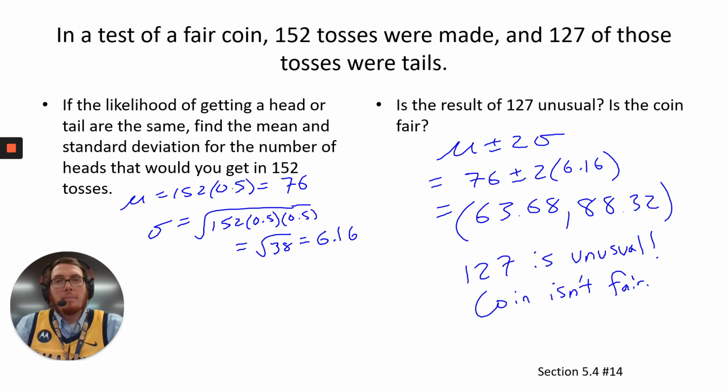So what this probably means then is the coin wasn't a fair coin, or something happened with the toss. Most likely it's the fact that the coin is weighted one way over the other. And so 127 out of 152 is an unusual amount. So that probably means the coin isn't fair, because we got an unusual answer for that situation.